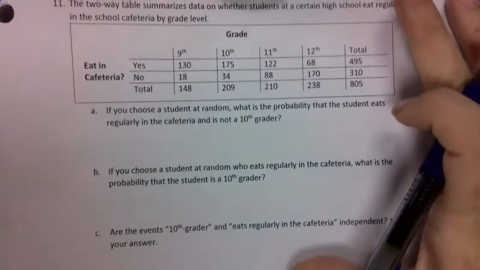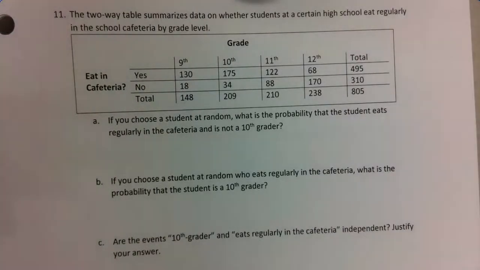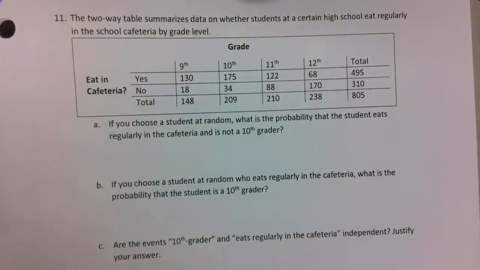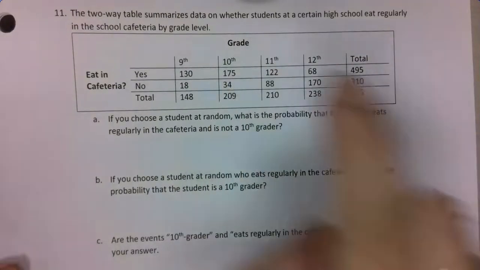This next one gives me a two-way table, and it is summarizing whether the students at a certain high school regularly eat in their cafeteria by their grade level, and then I have the totals on this one. If you chose a student at random, what is the probability that the student regularly eats in the cafeteria and is not a 10th grader? So I could just add everyone who is yes except for a 10th grader.